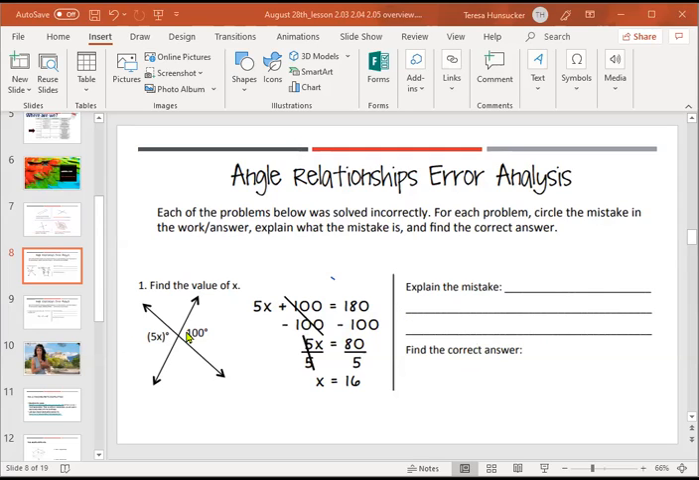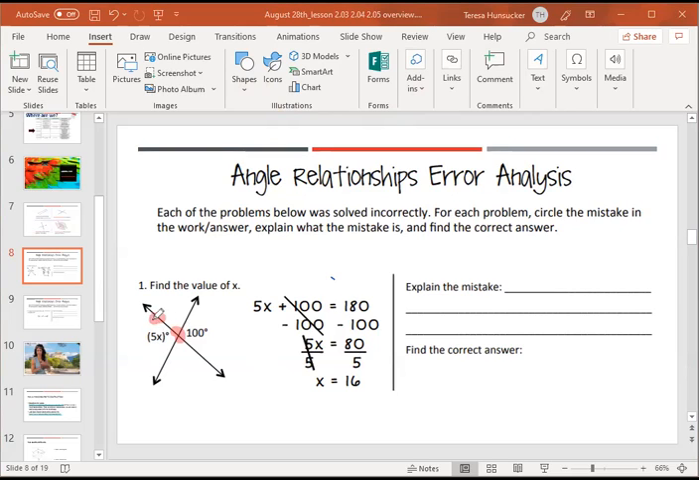Okay, we want to solve for x. What type of angles do we have here? They're formed by intersecting lines and have no sides in common. The only thing they have in common is this point right here. They're vertical angles. Good job. The only thing they share is a vertex.